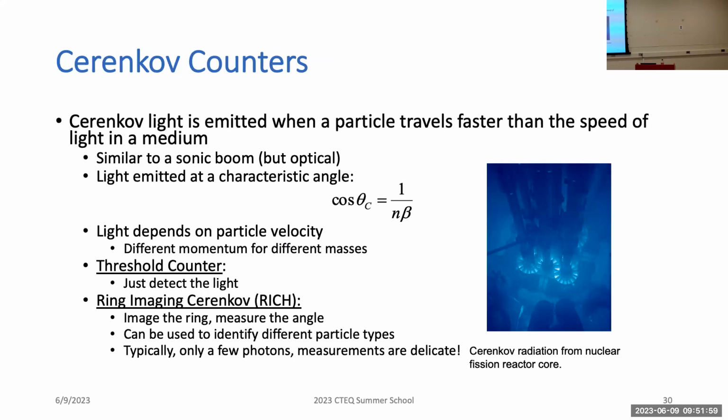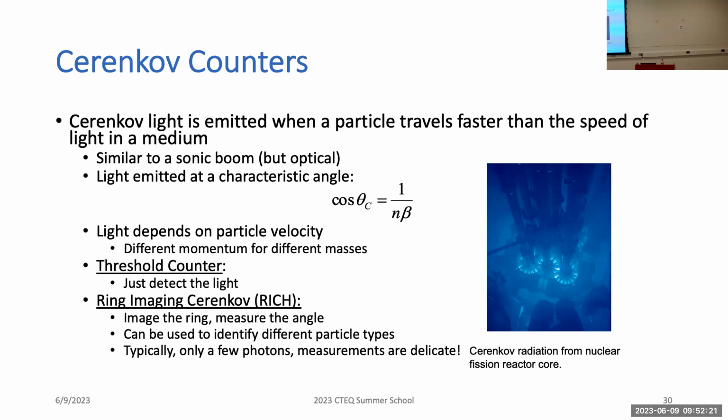Cherenkov radiation is radiation that's emitted when a particle travels faster than the speed of light in a medium, right? My undergraduates always get confused when I talk about this. Not traveling faster than the speed of light in a vacuum, that's an absolute limit. But in a medium, the speed of light is different based off the index of refraction of that medium. But a particle can travel faster than that.